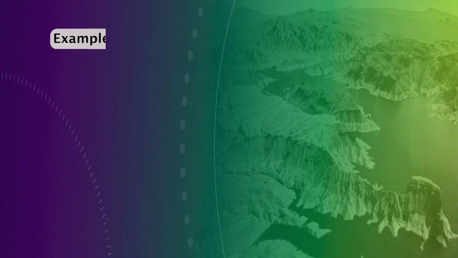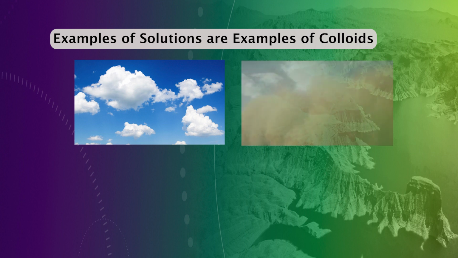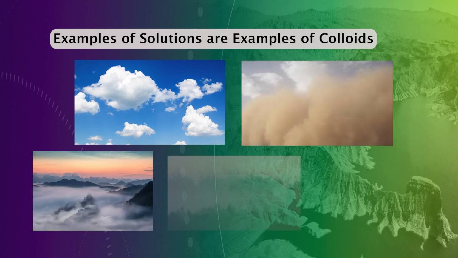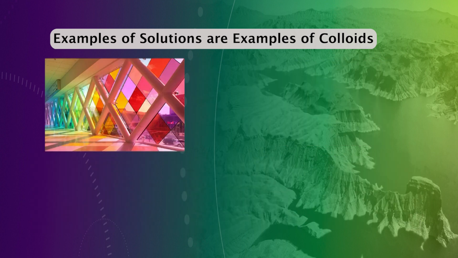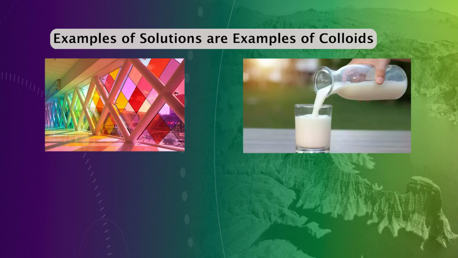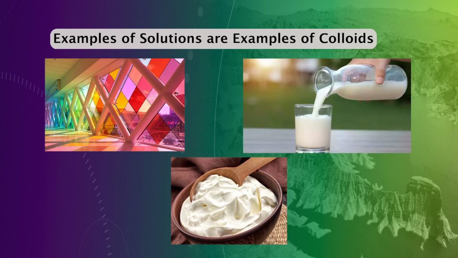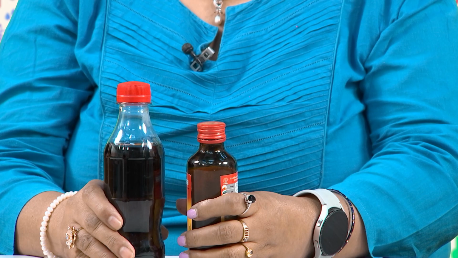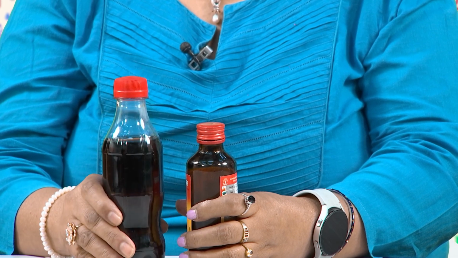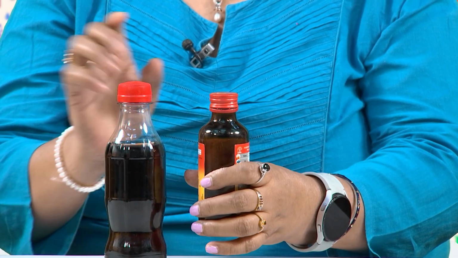So let us begin. What we see around is mostly like cloud, dust, mist, fog, ink, colored glass, milk, cream, etc. All are in the form of solutions. Here I have some solutions. This is cold drink, this is syrup, this is glass. Is it not wonderful? Do you know what is a solution?